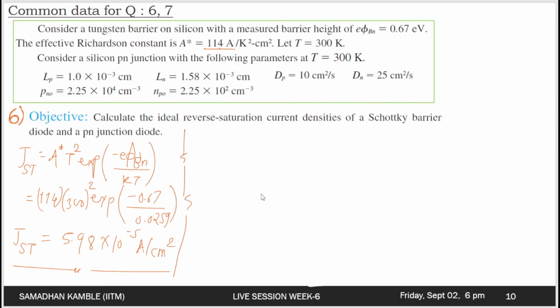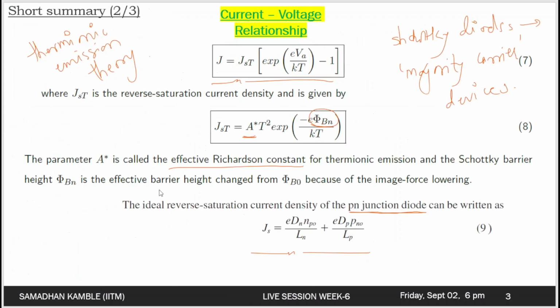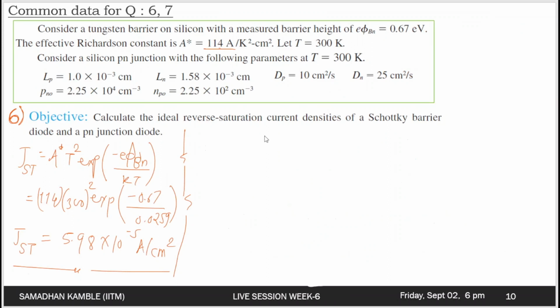Let us consider the ideal reverse saturation current density of the PN junction. Going to the recap slide, we saw that the ideal reverse saturation current density of the PN junction diode in terms of these parameters is given by equation 9. So directly we can substitute into equation 9 and get the reverse saturation current for the PN junction. I'm just substituting it for you.